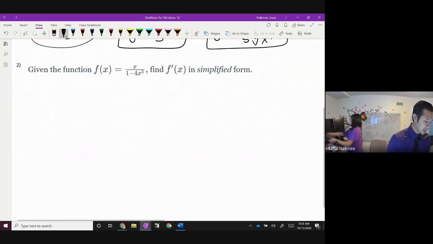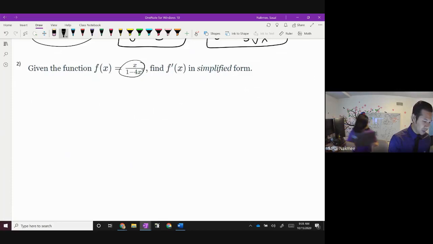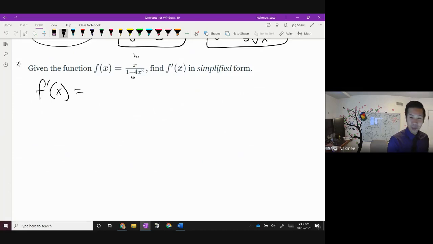All right, let's go ahead and take a look at the second problem here, which is going to be a product rule problem. I'm sorry, quotient rule problem. So let's go ahead and take the derivative of this guy. This is my high function. This is my low function. And we're going to do the low d high minus high d low over low low. All right, so we got the low function, 1 minus 4x cubed.